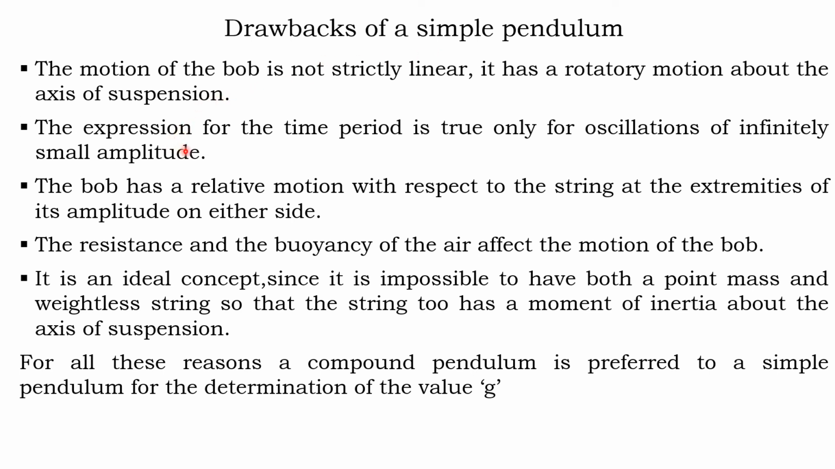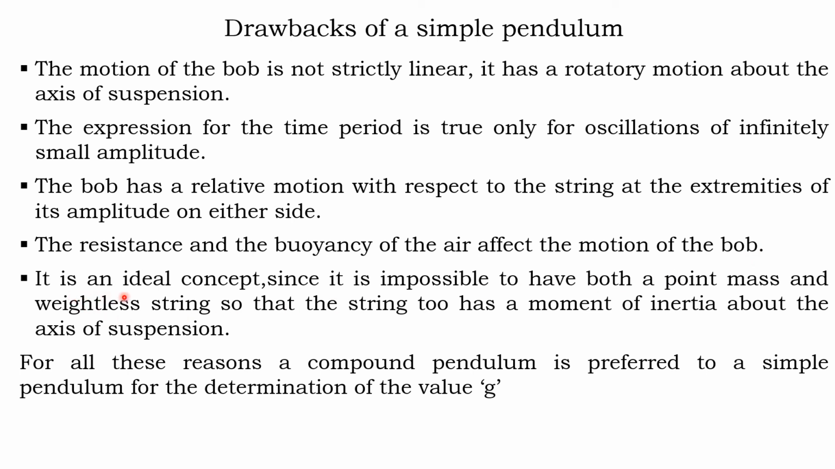And the second drawback is that the expression for the time period is true only for oscillations of infinitely small amplitude, because we are considering the angular displacement theta as very small. And the third one is the bob has a relative motion with respect to the string at the extremities of its amplitude on either side. And the fourth one is the resistance and the buoyancy of the air affect the motion of the bob, but we are not considering these effects during the experiment.